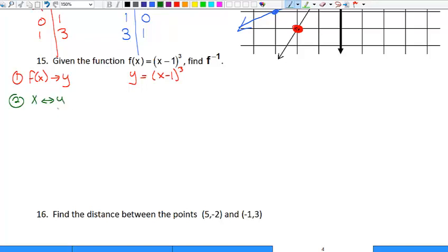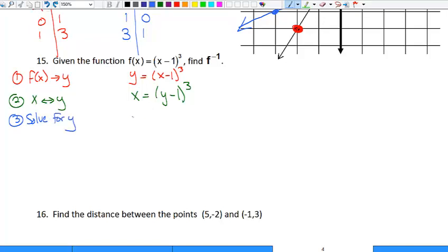The reason I'm doing that is because I'm taking this function and I'm turning it into an inverse function. It's going to be a totally different function from here on out. It's going to be the inverse, but it doesn't look right. So in step 3, what I want you to do is solve for your new y.